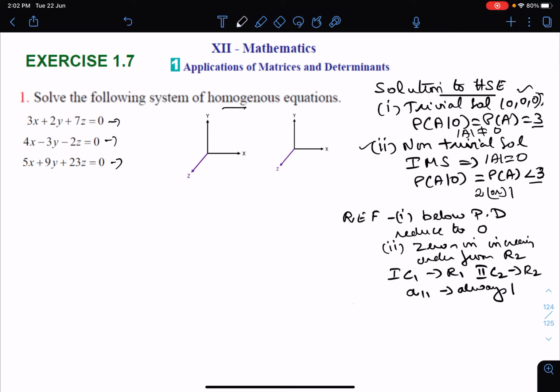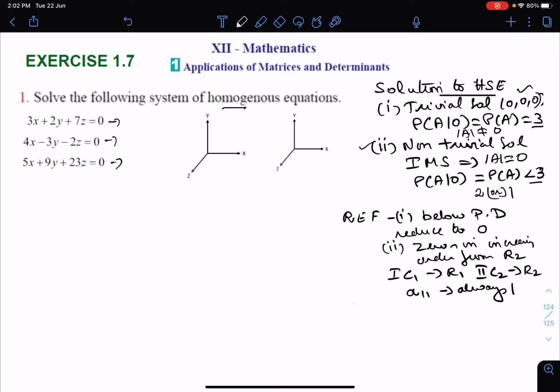As I told you, for row echelon form you have to reduce all the elements below the principal diagonal to 0. And one more condition you should see: the zeros should be in increasing order starting from row 2, and the first element should be 1 always. But if in this problem you don't have a 1, no need to worry, you can work with the given numbers itself. Now we shall go into the problem.